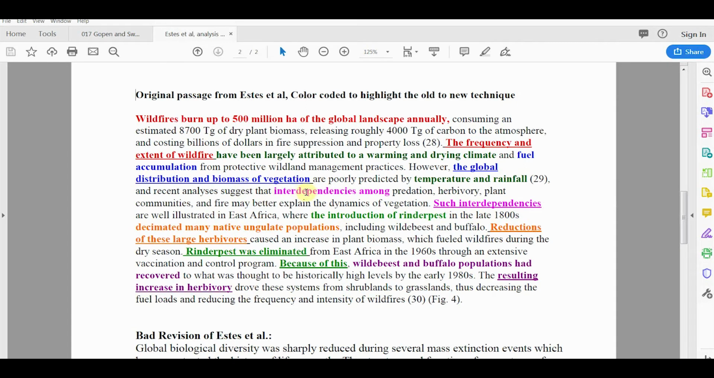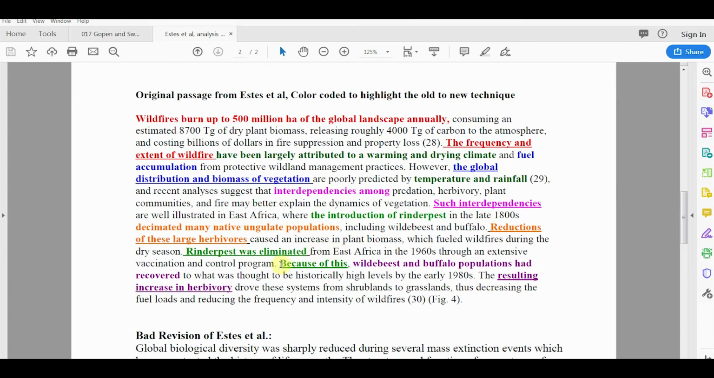Here they talk about interdependencies among predation, herbivory, and plant communities, and then the next sentence starts with "such interdependencies are well illustrated in East Africa, where the introduction of rinderpest in the late 1800s decimated many native ungulate populations, including wildebeest and buffalo." Next sentence starts, "reductions in these large herbivores." And there's a reference to the thing that previously came up. Here, the next sentence starts, "rinderpest was eliminated from East Africa."